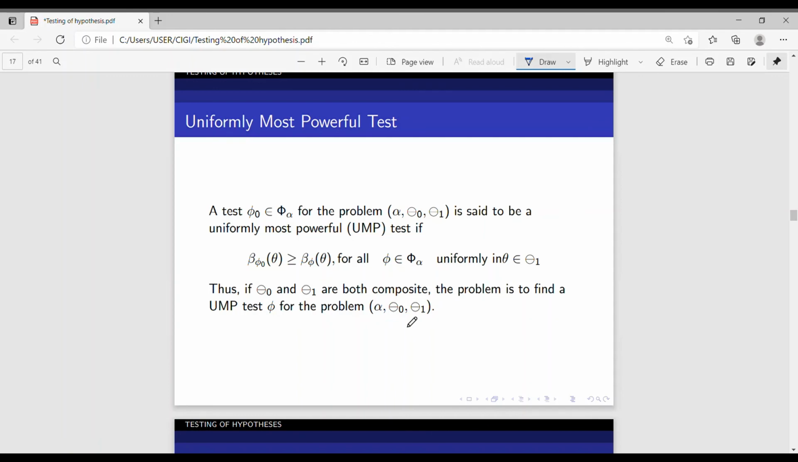That is, if theta 1 and theta naught are simple, then they only contain one point and we will find a single most powerful test. If they are composite, then they contain more than one point and corresponding to each theta in theta 1, we will be able to find a most powerful test. So, if theta naught and theta 1 are composite, then the problem will be of the form to find the uniformly most powerful test and not to find the most powerful test. Okay, so if theta 1 is composite, it contains more than one point, then the problem will be of the form find the uniformly most powerful test and not to find a most powerful test phi for the problem alpha, theta naught and theta 1.